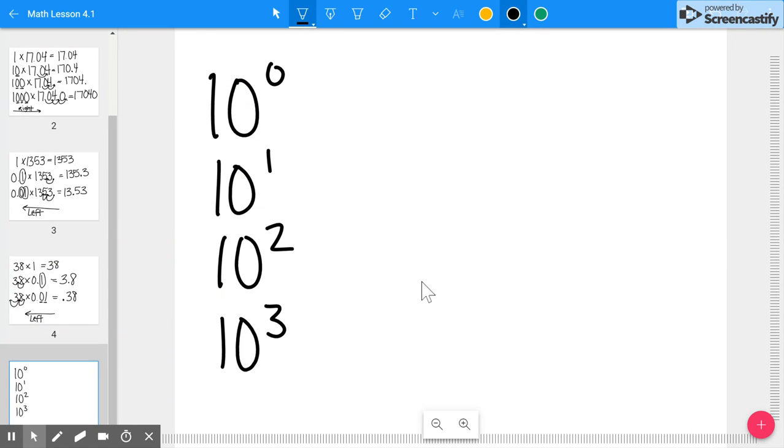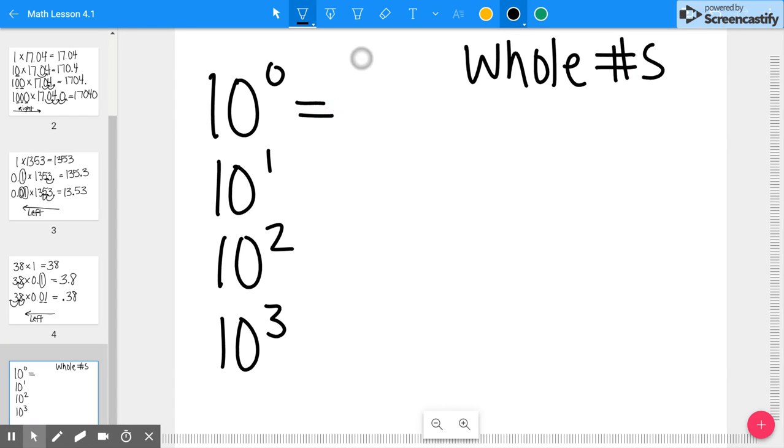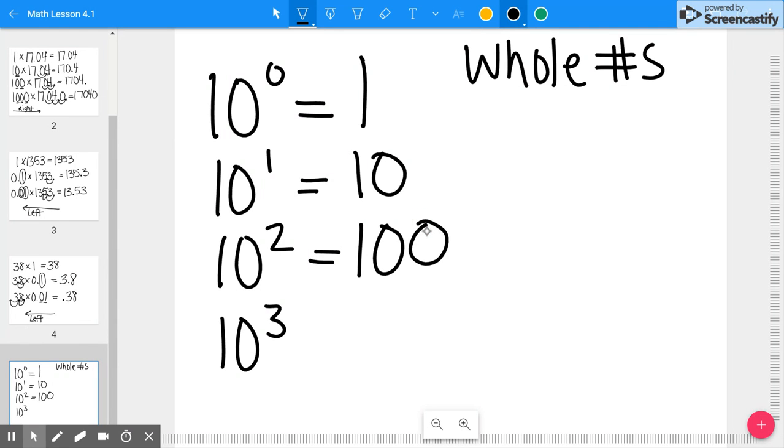Now, you might see some problems that have exponents instead of a whole number or a decimal. Those problems are really saying whole numbers. They are really those powers of 10. Anytime you see a 10 with an exponent of 0, you need to know that is saying the number 1. Anytime you see a 10 with an exponent of 1, that's saying the number 10. Anytime you see a 10 with an exponent of 2, that is saying the number 100. And anytime you see a 10 with an exponent of 3, that is saying 1,000. These are things that you need to remember as you're going through your problems.